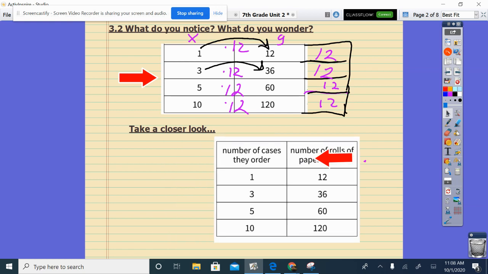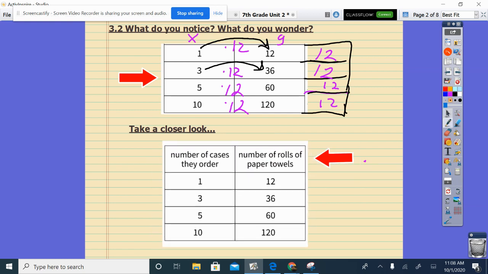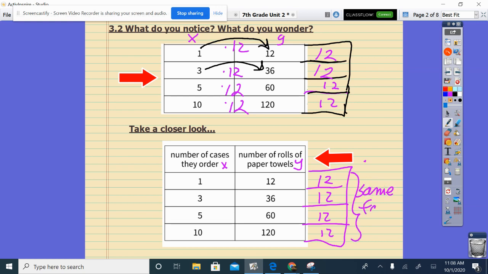So again, what is it telling me? Each of these amounts here, this is X, this is Y, they're all multiplied by 12. So these are all the same factor, which brings us back to the constant of proportionality, or K. K really is what you are multiplying times X to get to Y.